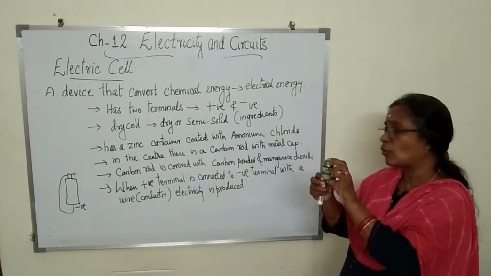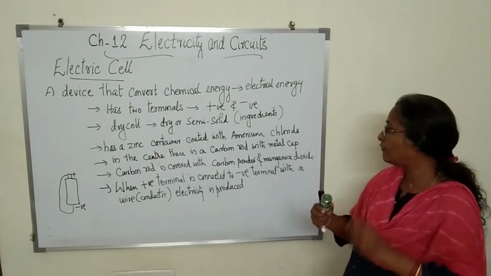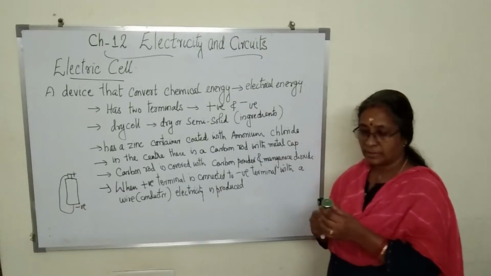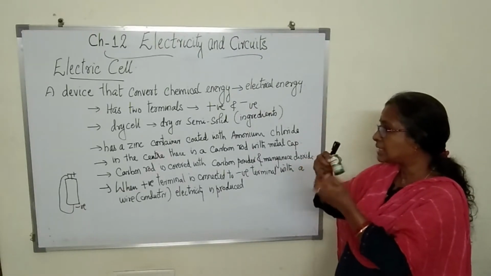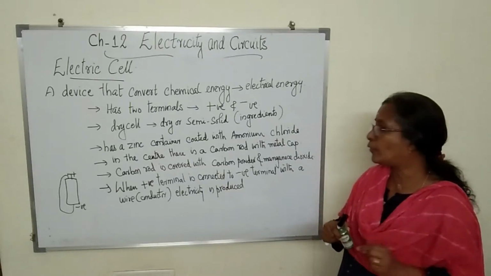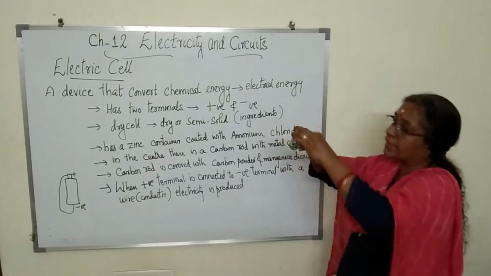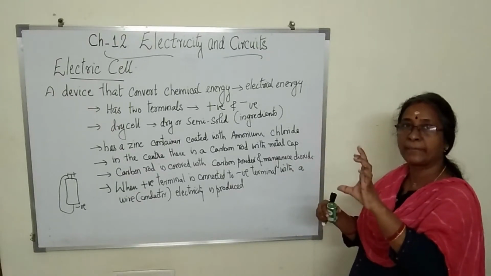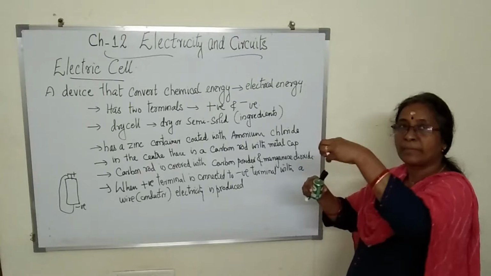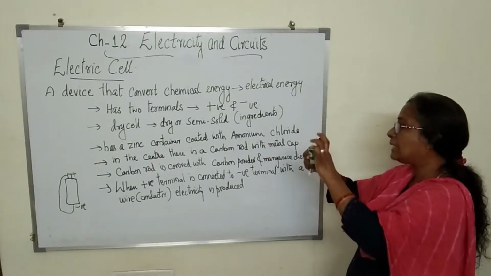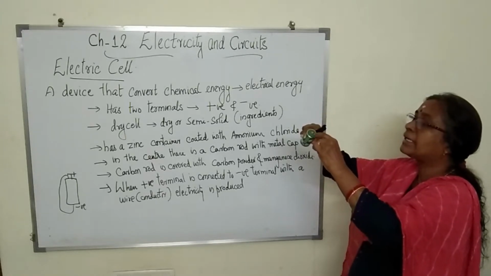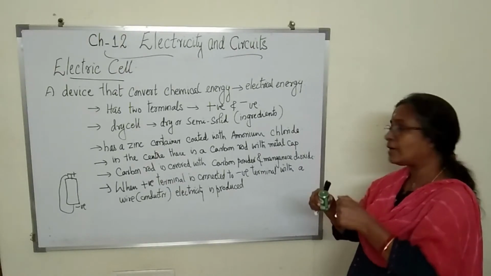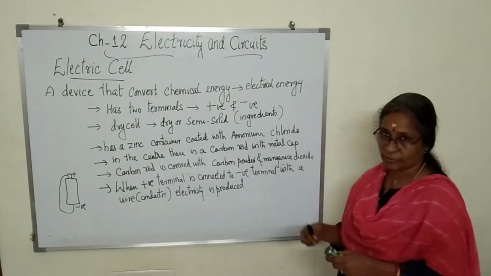Now this has a coating. This is the zinc container, which is coated with ammonium chloride. So inside the cell there is a zinc container which has a coating of ammonium chloride, and in the center, this is actually the end of a carbon rod. Carbon is an element, and that material is used for preparing a rod. That carbon rod is kept here, and it has a metallic cap. Now, this carbon rod is also covered with carbon powder and manganese dioxide.